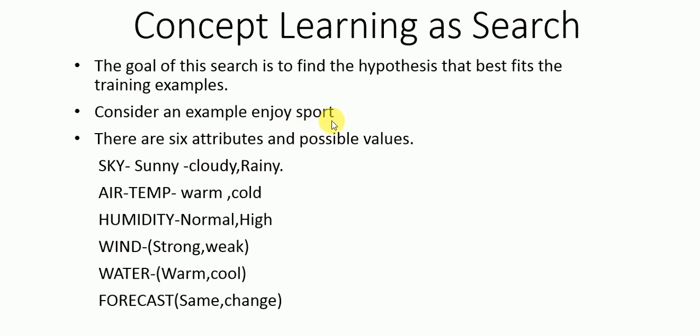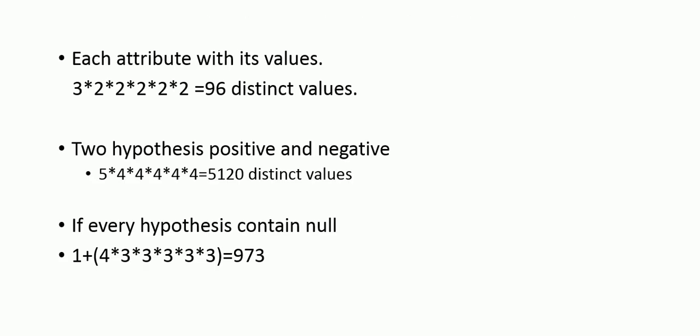A person enjoys the sports. There are 6 attributes and possible values. Sky, 3 values: sunny, cloudy, rainy. Air temperature, 2 values: warm, cold. Humidity, 2 values: normal, high. Wind, 2 values: strong, weak. Water, 2 values: warm, cool. Forecast, 2 values: same and change. Each attribute with its values.